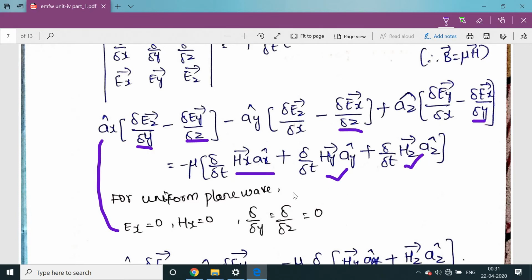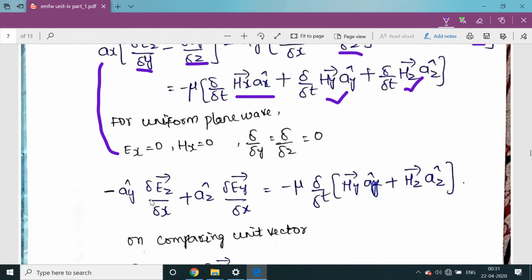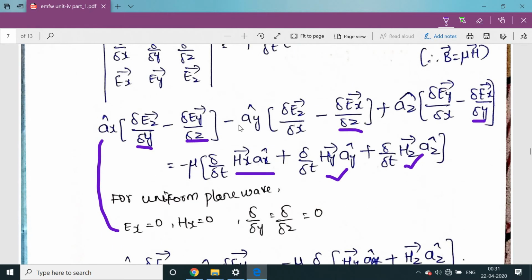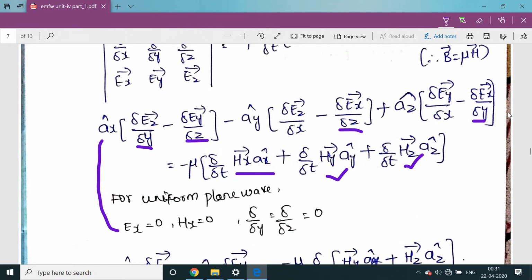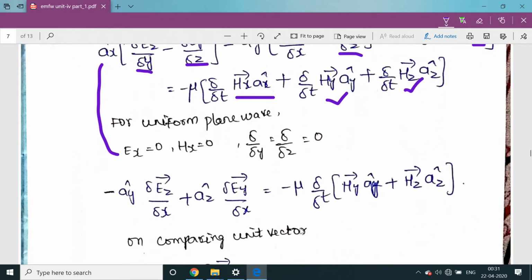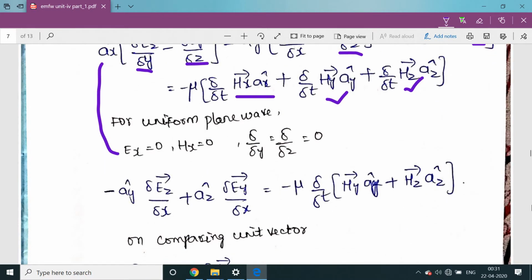So the same thing we'll write here, minus Ay into... because here in the y unit vector you have this, and in z you have this, and remaining these two components. So minus ay into dou ez by dou x plus az into dou ey by dou x, that is equal to minus mu into dou by dou t of hy ay plus hz az.